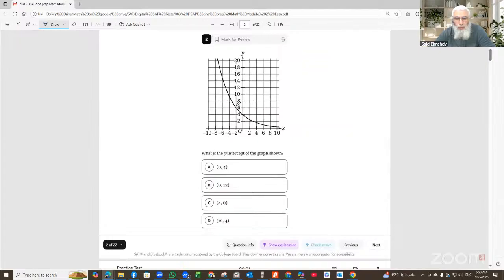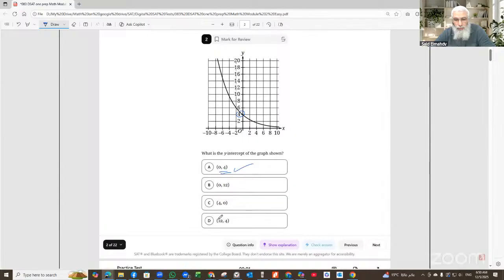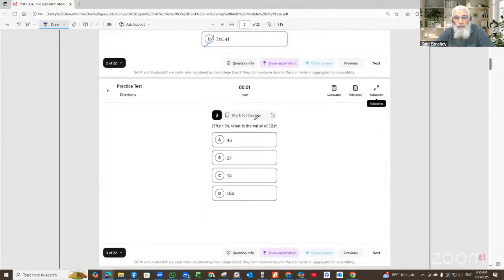This one, what is the y-intercept? The y-intercept is just 4, so this is (0, 4). It is not 12. The y-intercept is at x equal to 0. So x is equal to 0. This is not x equal to 4. X is equal to 12. This might be correct. But the y-intercept is just this point intersecting the y-axis.